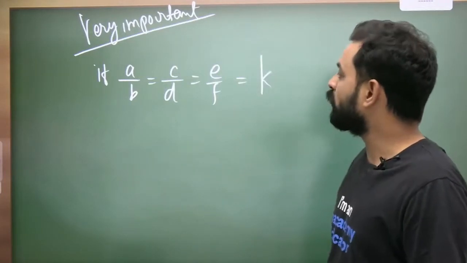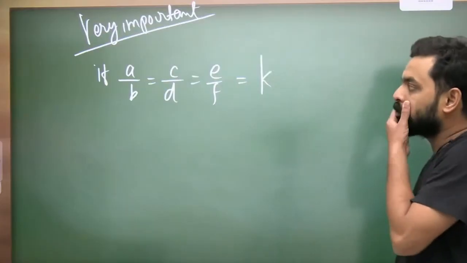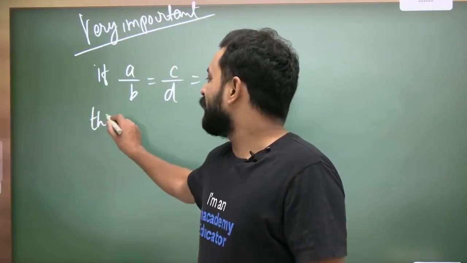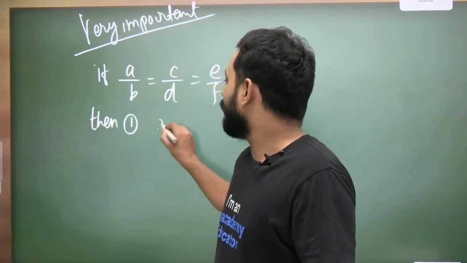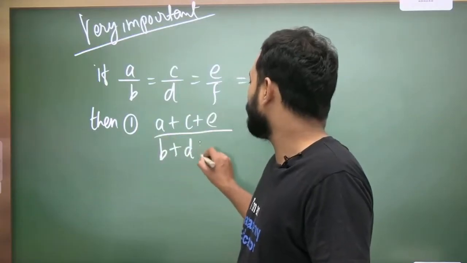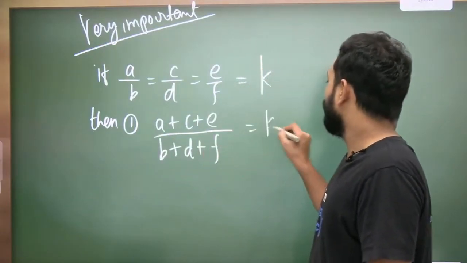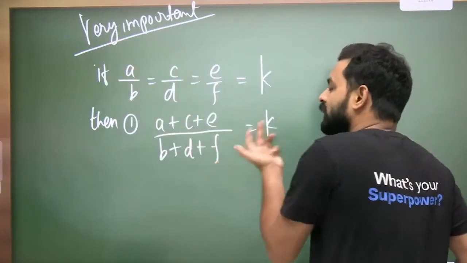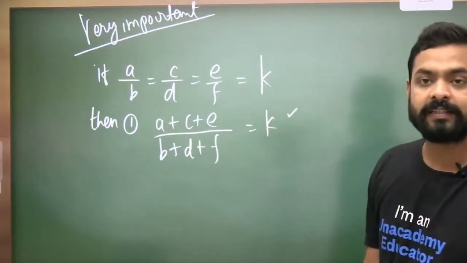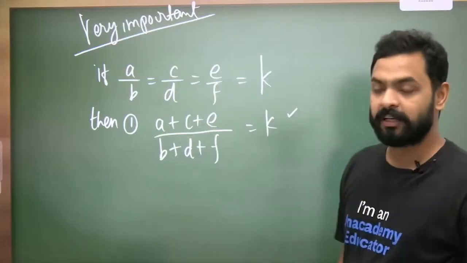Let us say these are equal to K. If A upon B is equal to C upon D is equal to E upon F is equal to K, then first, A plus C plus E upon B plus D plus F. What I did, I just added the numerators and I just added the denominators. This will also be equal to K, right? This is the first relation, very, very important.